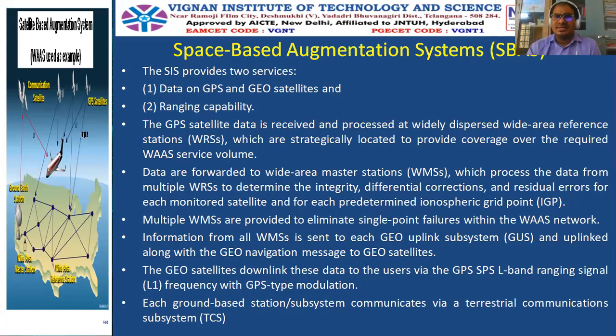Of course, we already learned all this. The local transmission between the WRS, wide area reference station, and the wide area master station is done using a terrestrial communication subsystem. Mostly we use the optical fiber communication system. The information from the wide area master station is sent to the geo uplink subsystem and uplinked, along with the geo navigation message, to the geosatellite. We have just now viewed this in the diagram. The geosatellite downlinks this data to the users via the GPS SPS L band, that is the L1 frequency, with GPS type modulation, that is BPSK, biphase modulation.